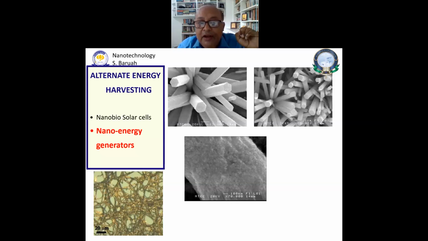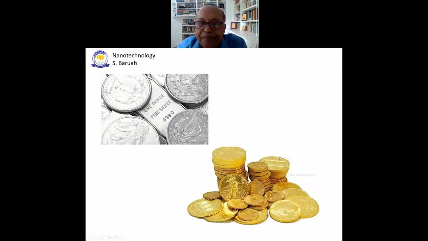Anyway, these are two more examples I gave you. One is a typical bottom-up process, and the other is template based. Here is a biological template, maybe chemical template also, but template based nanomaterial synthesis. All right.